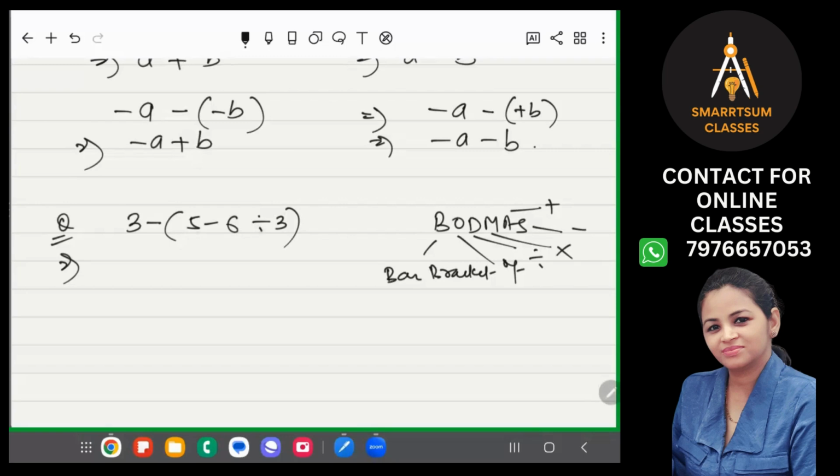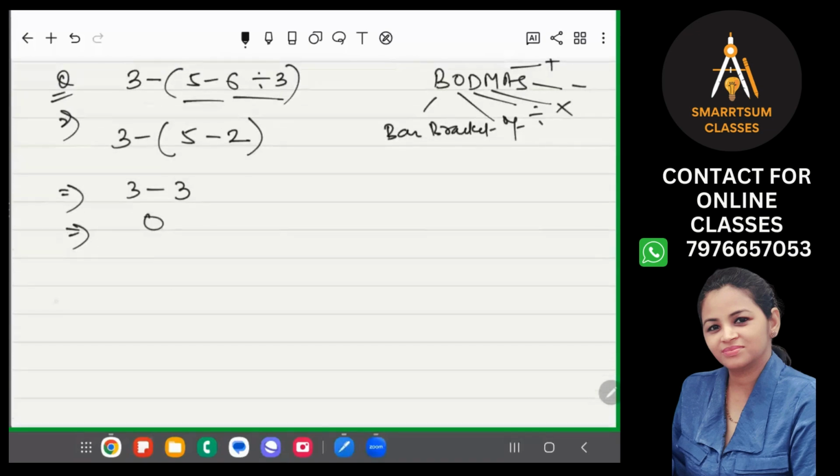As you can see here, within the bracket, we have 5 minus 6 divided by 3. So very first, we will solve the bracket. Now within the bracket, we have division and subtraction. So division has higher priority than subtraction, so we will divide first. 6 divided by 3 is 2. So 3 minus, now 5 minus 2 is 3. 3 minus 3 is 0. So in this way, we have to solve.